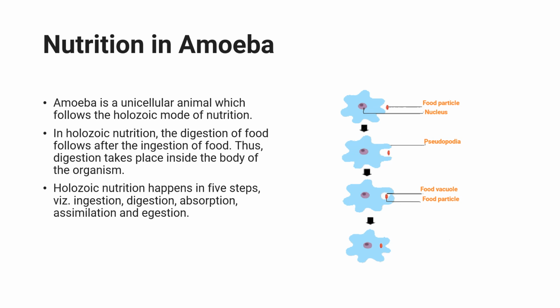Let's look at the nutrition in amoeba. We all know that amoeba is a unicellular animal which follows holozoic mode of nutrition. In holozoic nutrition, the digestion of food follows after ingestion of food. Thus, digestion takes place inside the body of the organism. Holozoic nutrition happens in 5 steps, namely ingestion, digestion, absorption, assimilation, and egestion.